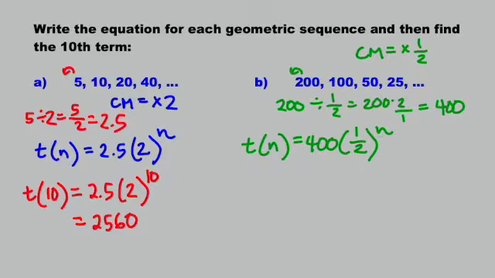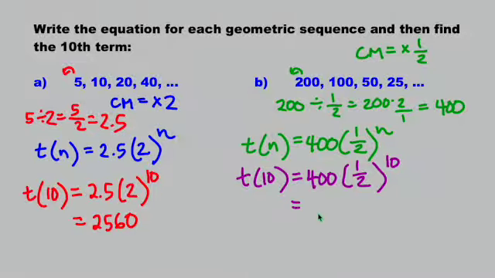And if I wanted to find the 10th term, t of 10 in other words, I would take 400 and multiply by 1/2 raised to the power of 10. You'd need your calculator for this one. It ends up being 0.39065.